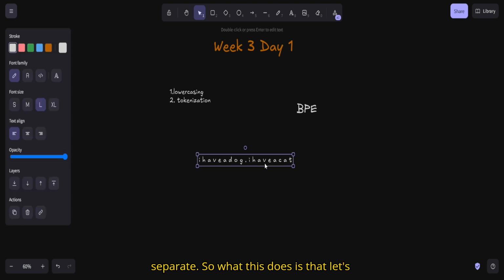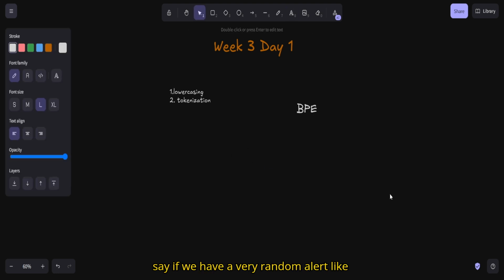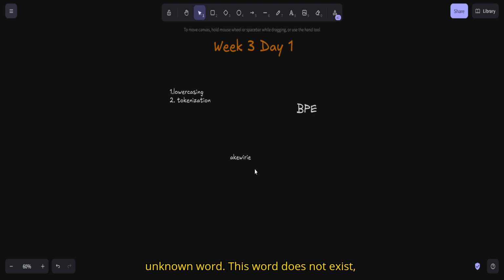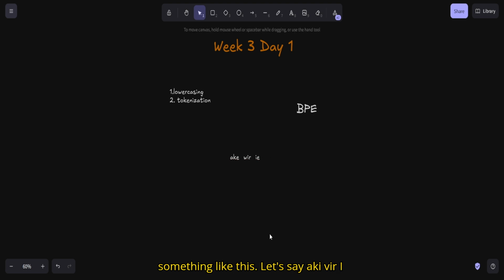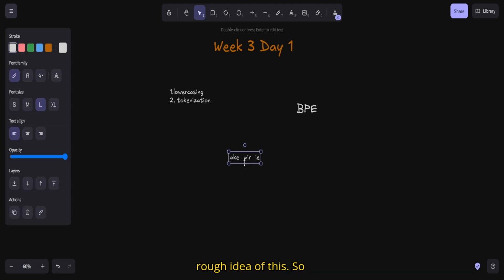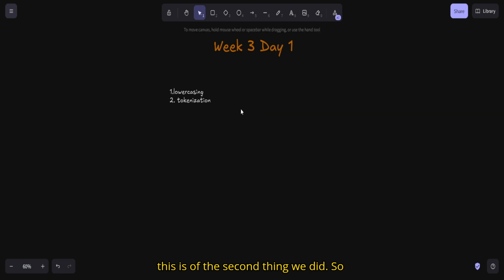So let's say we have a very random or rare word, maybe an unknown word that does not exist. It cannot be tokenized, because we don't have the word in any corpus. But in a BPE tokenizer, it will be separated into smaller pieces, because they do it based on the most frequent parts. I can't explain this in detail, but this is a rough idea. So this was the second thing we did.